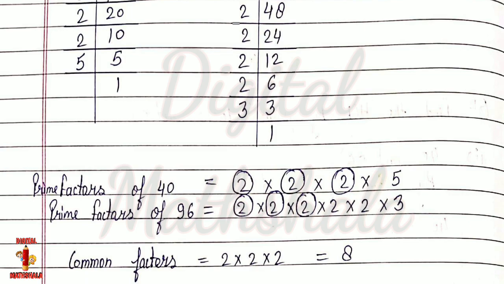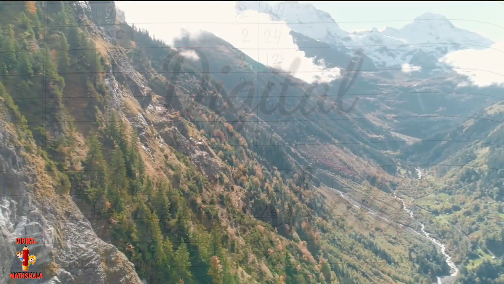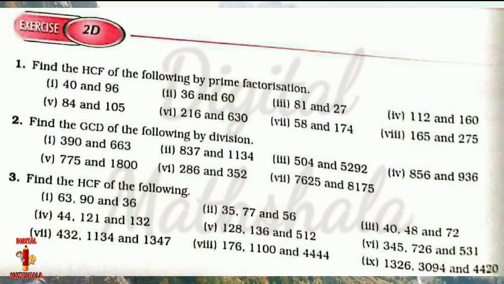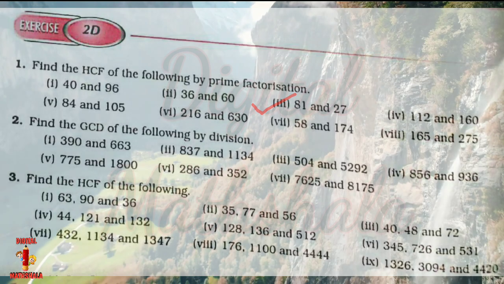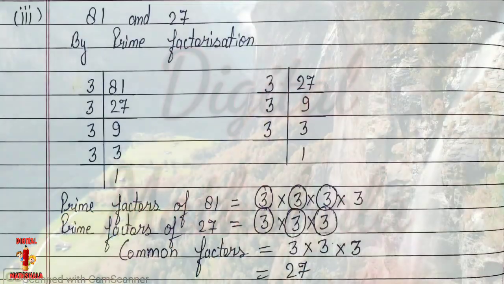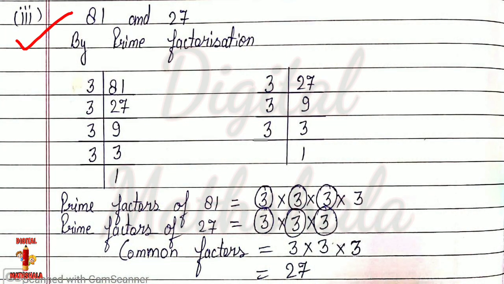Now we are moving to the next question. Question number 1, third part. Here two numbers are given, 81 and 27. We will find the HCF of the given numbers by the prime factorization method. Let's look. Here we will find the HCF of 81 and 27 by the prime factorization method.